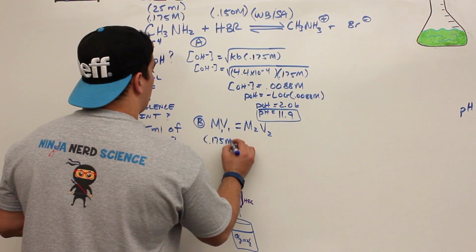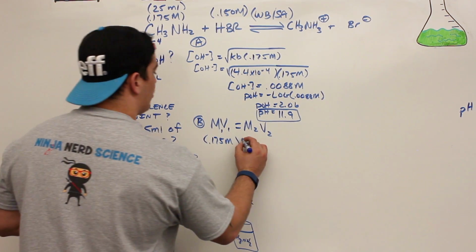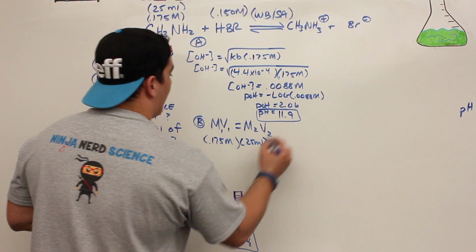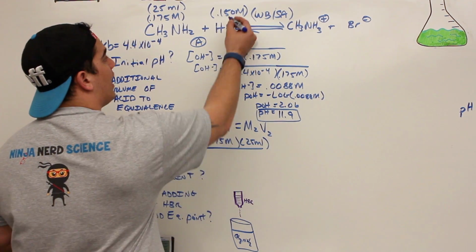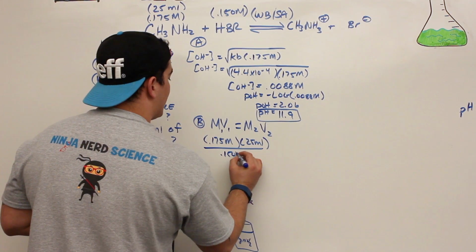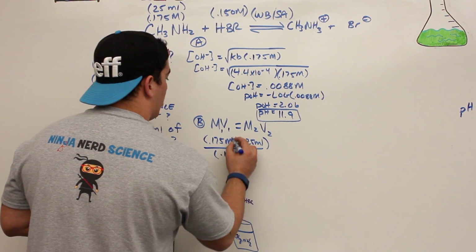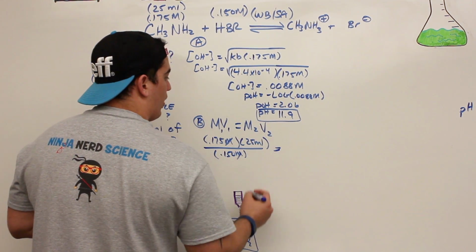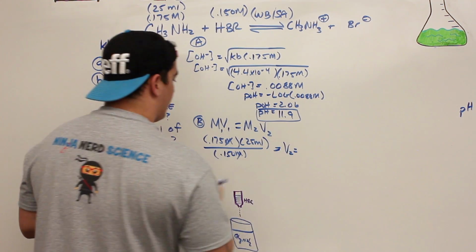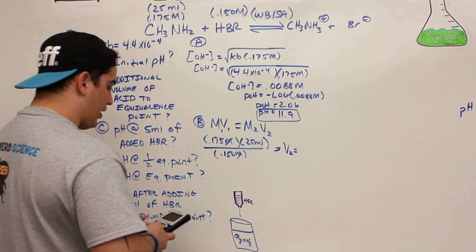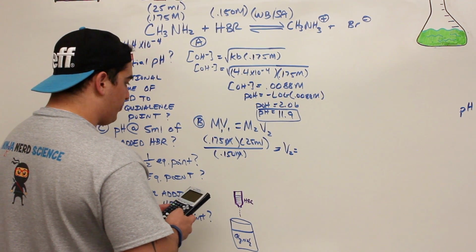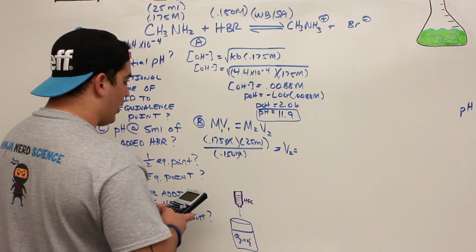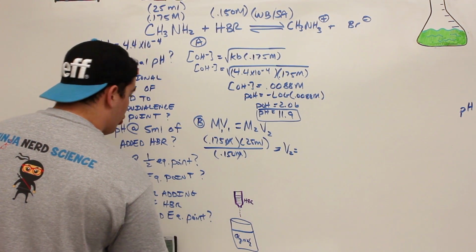Molarity 1 is 0.175. Volume 1 is 25 milliliters. If I divide over, to get the V2 by itself, I divide by the second molarity, 0.150 molarity. What happens? My molarities cancel out. And what am I left with? I'm left with my V2, which is going to be in milliliters. Let's go ahead and calculate this out. So 0.175 times 25 divided by 0.150, I get about 29.2.